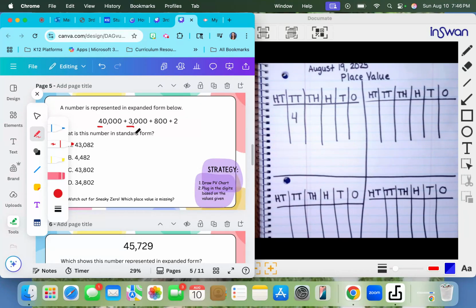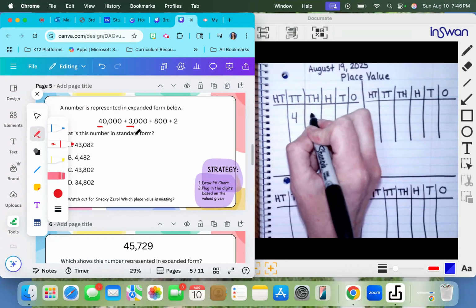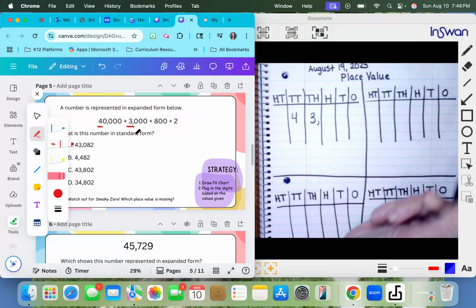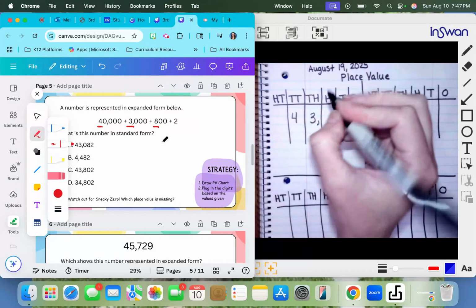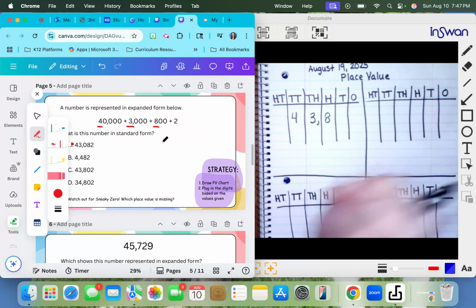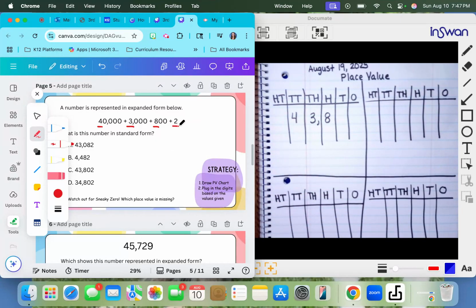Next, we have a value of 3,000. Where would that 3 go on our place value chart if the value is 3,000? The thousands place. Good job. Don't forget your comma. Next up, we have a value of 800. Where does that 8 go for 800? Hundreds place. Excellent. Then we have a 2, baby 2. Where does baby 2 go? It's ones. That's 2 ones.